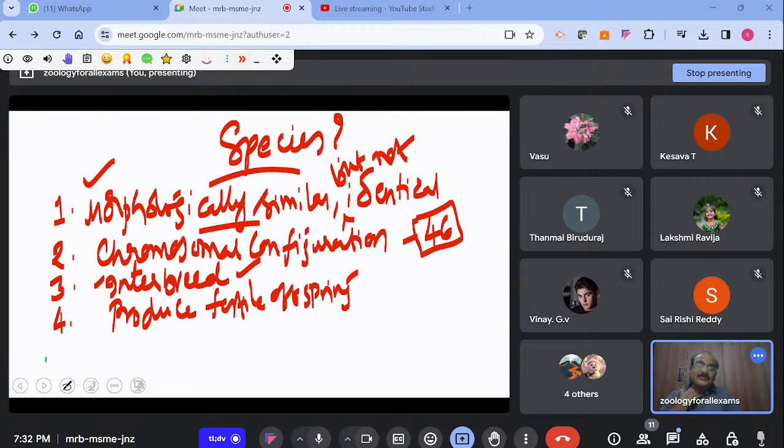And as they interbreed, they have to produce offspring, but the offspring must be fertile. Why am I saying so? A scientist wanted to know what will happen if a donkey is crossed with a horse, and he found that they gave rise to a mule. So interbreeding happened between these two individuals. Donkey belongs to the Equus asinus species and horse belongs to the Equus caballus species. That means they belong to two different species.